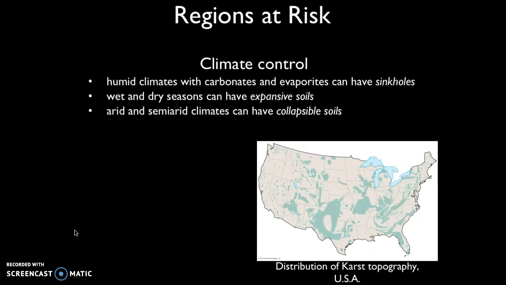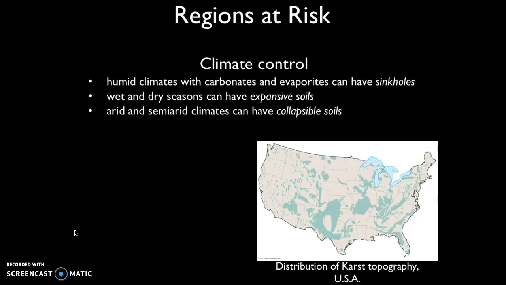So humid climates that have carbonate rocks and evaporites like gypsum and halite can have sinkholes, right? So we already went through that. This area doesn't have very many carbonates, so we should be okay. But areas such as Kentucky, Pennsylvania, Florida, those are areas that have a lot of carbonates and are very prone to sinkholes due to the dissolution of the carbonates. Areas like New Mexico and Texas have a lot of evaporites, so they possibly have sinkholes originating.